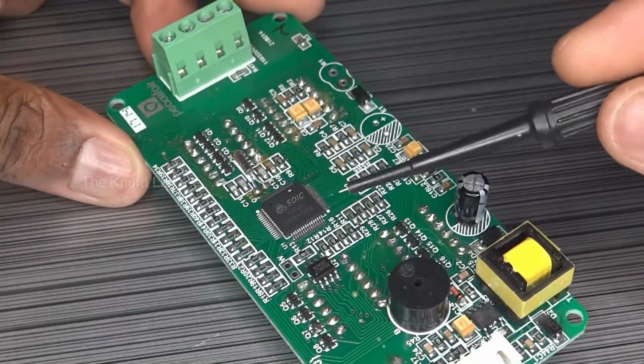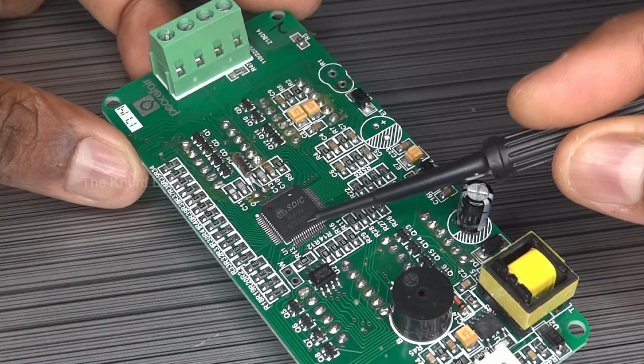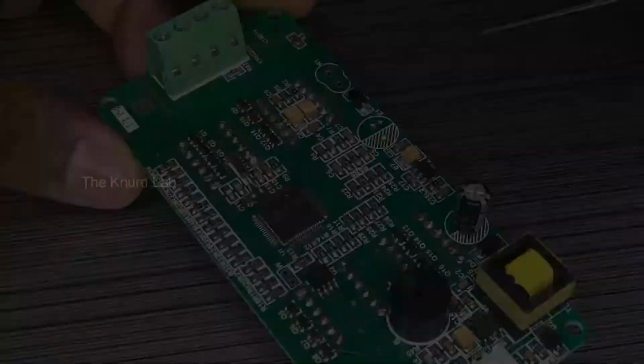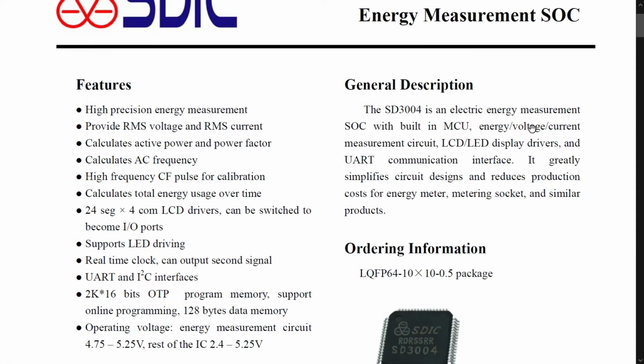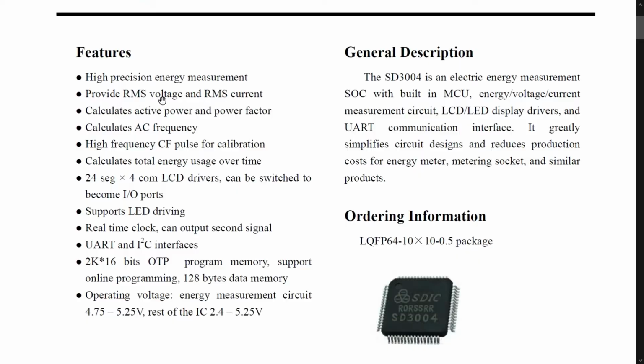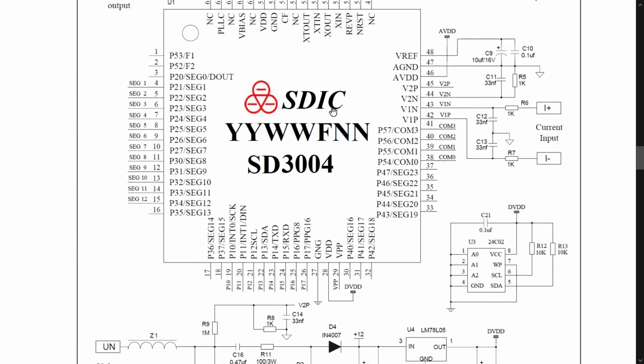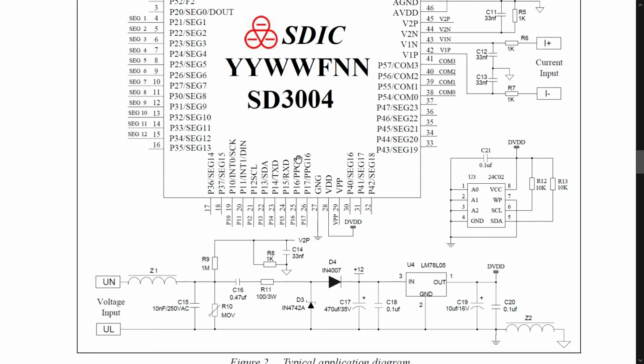Upon closer inspection, I found that the whole system is based on an IC called SD3004. To know what it is, I went through its datasheet and learned that it was a dedicated energy measurement system on chip with a built-in microcontroller and ability to drive different displays and also support different communication protocols. Hey, look! Even the application circuit talks about an overcurrent protection and an overvoltage protection.